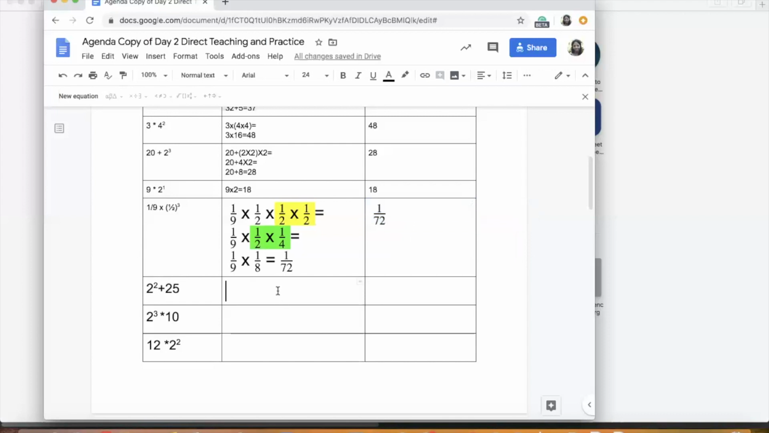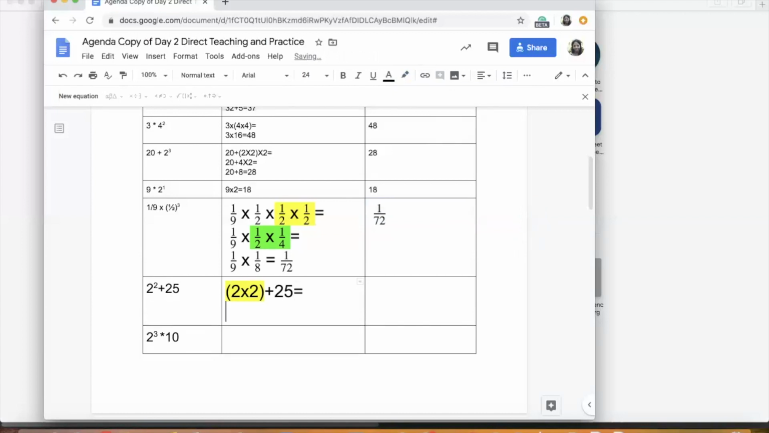All right, so now we have 2 to the second power plus 25. So I'm going to write 2 times 2 plus 25. And of course, I'm going to highlight my square roots, or put them in parentheses. I kind of like highlighting better. We're going to highlight. And we are going to do 2 times 2 is 4 plus 25. And I know 4 plus 25 is, you got it, 29.